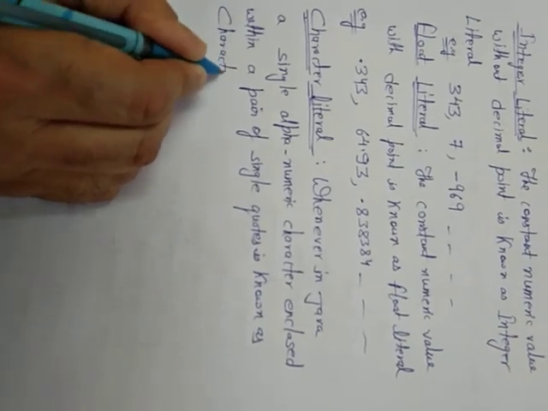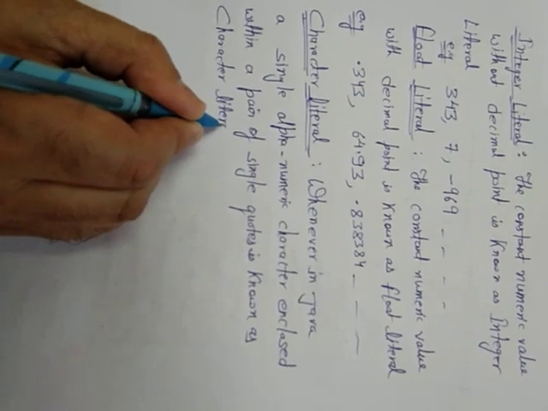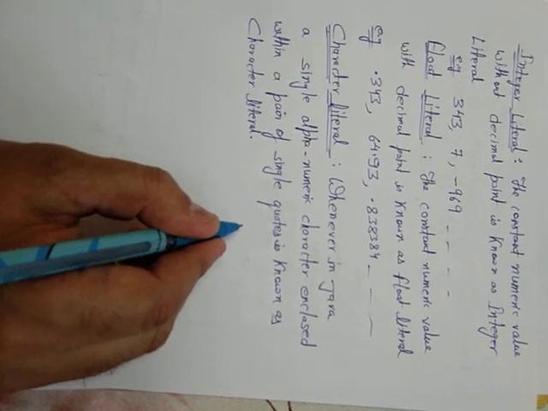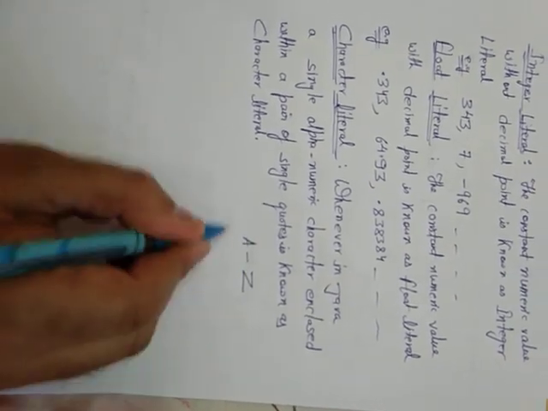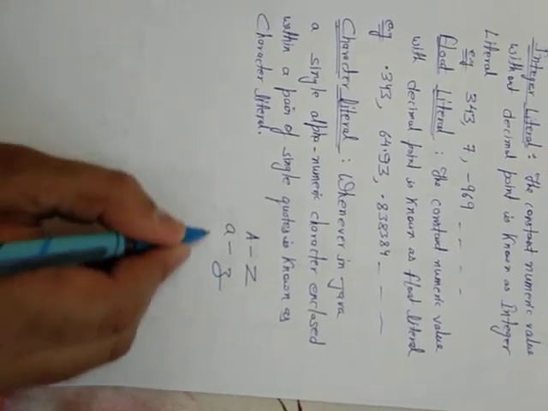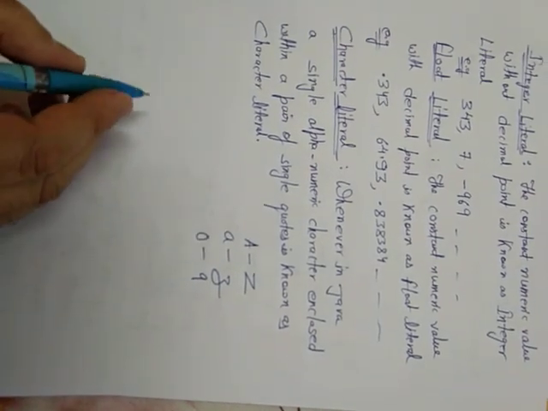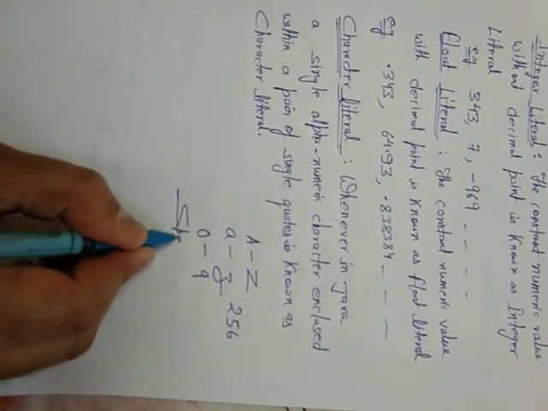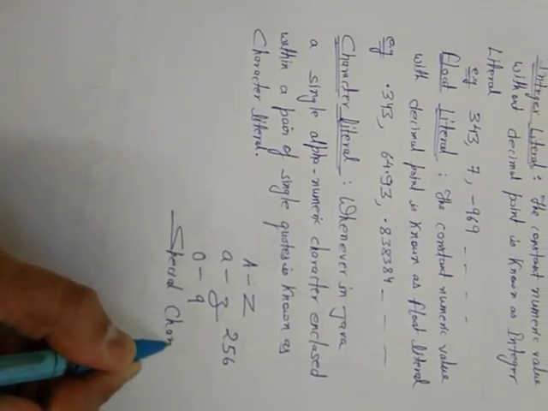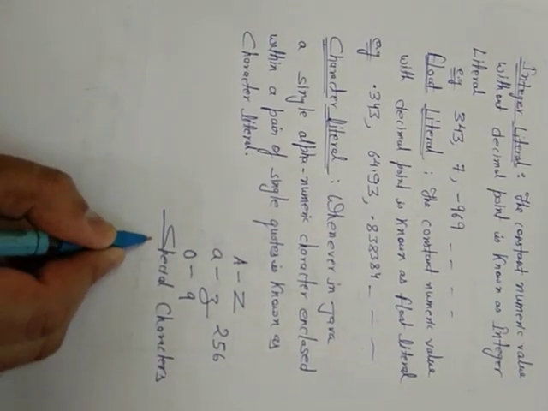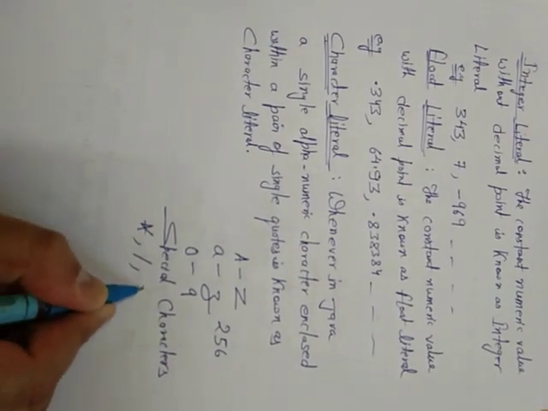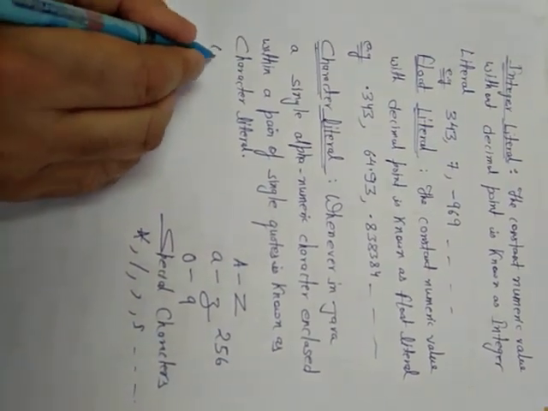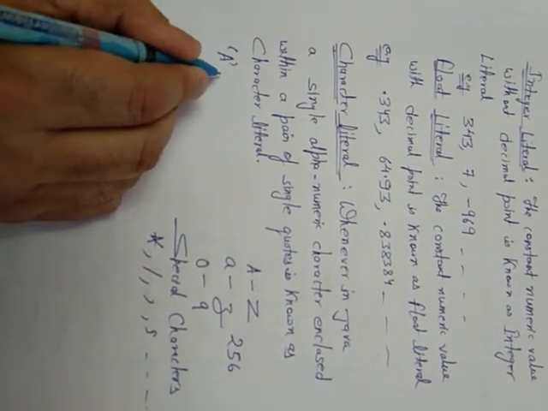My dear students, please keep in mind in Java we have 256 characters. We have A to Z uppercase, small a to z lowercase, 0 to 9 numeric symbols, and out of 256 whatever is remaining all are special characters. In special characters asterisk will come, divide will come, comma will come, semicolon will come, and many more. Whenever a single character is enclosed within a pair of single quotes, it is known as character literal.